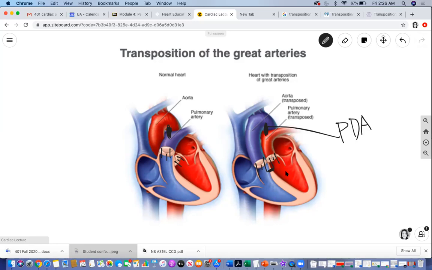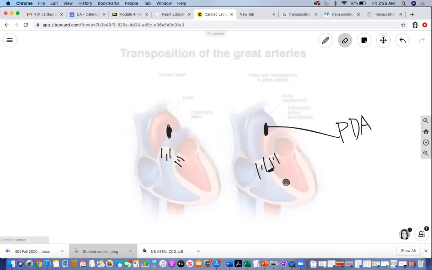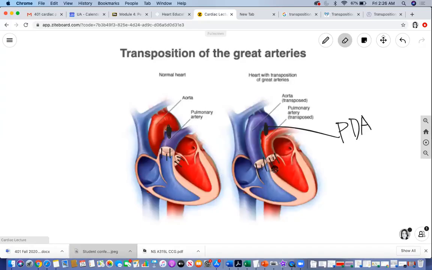But moving to question number 2, what must remain open until surgery is performed and why? So the answer to that question is the ductus arteriosus, or the PDA. Imagine that this baby does not have that atrial septal defect. The only opening is the PDA.